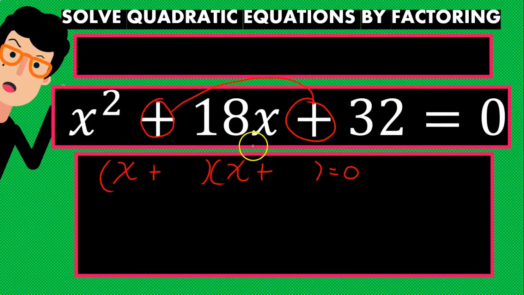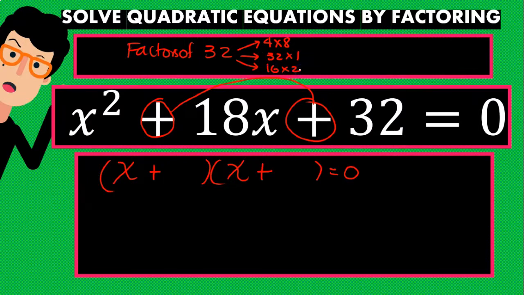Now, the other thing you have to be careful of is that now we're going to see the factors of c. So the factors of 32. 32 can be many things. It can be 4 times 8. It can be 32 times 1. It can be 16 times 2, right? It can be many things.